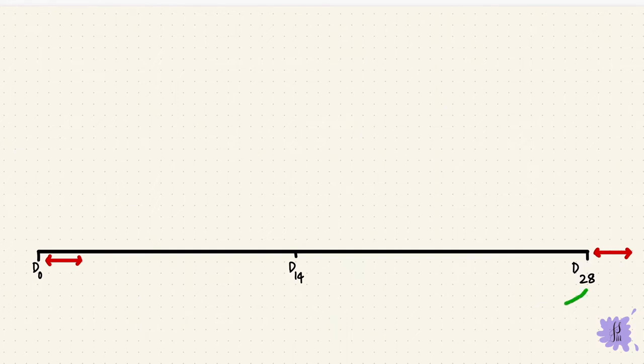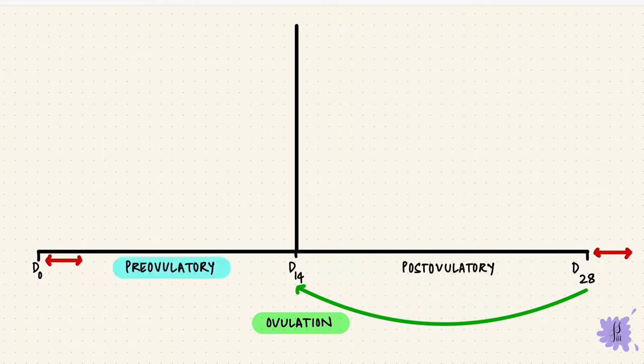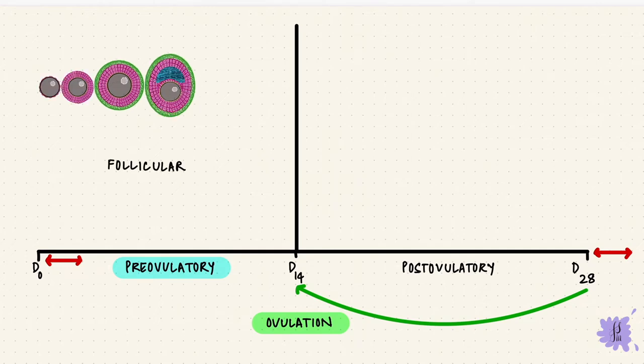In this 28-day cycle, ovulation happens 14 days before the menstrual phase. Before ovulation is the pre-ovulatory phase, and after ovulation is the post-ovulatory phase. The follicles of the ovary grow during the pre-ovulatory phase, and that's why this is called the follicular phase. Some of the primordial follicles grow and form primary follicles, then antral follicles, and one follicle dominates and matures into a Graafian follicle, while the others undergo atresia.